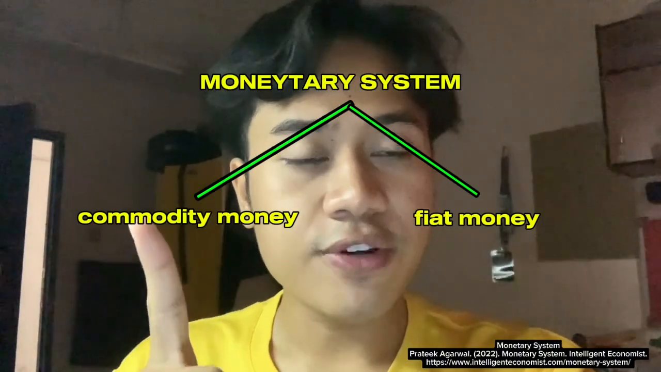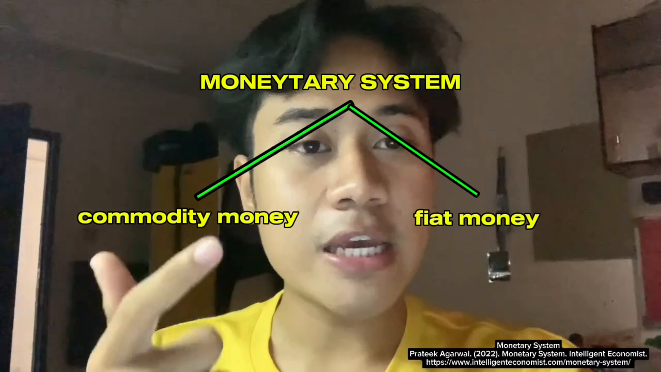Under the monetary system there are two things. The first one is commodity money and the second one is fiat money. Now I would like to explain about commodity money and fiat money. The information that I got is from YouTube and it's very simple and also useful. Let's take it out together.